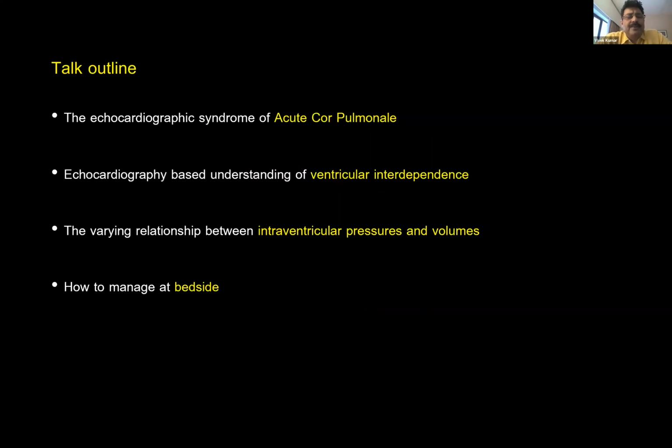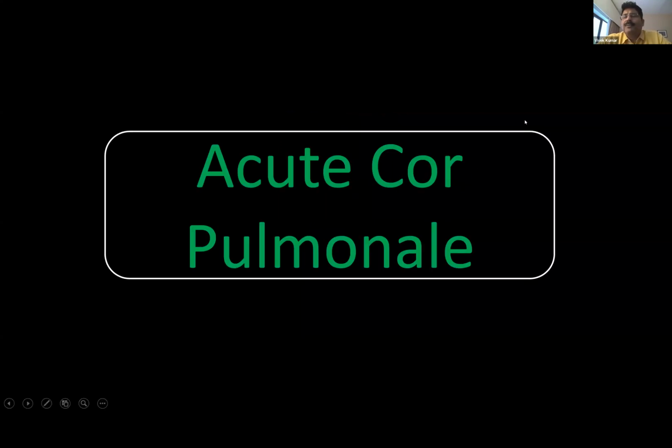So the talk outline is, first we discuss what is the echocardiographic syndrome of acute cor pulmonale. Then we look into an echocardiography-based understanding of ventricular interdependence. And then we see the varying relationship between intraventricular pressures and volumes, that it is not that every time the pressures are increased, the volumes are increasing, or if the volumes are increasing, the pressures are increasing. And then, in the last few slides, I have summed up how to manage it at the bedside. So we look at the first case, and that is acute cor pulmonale.